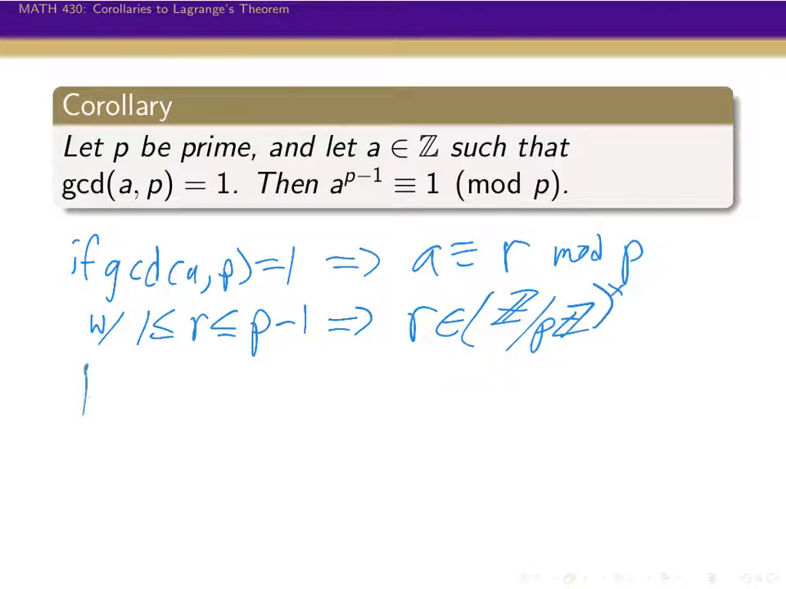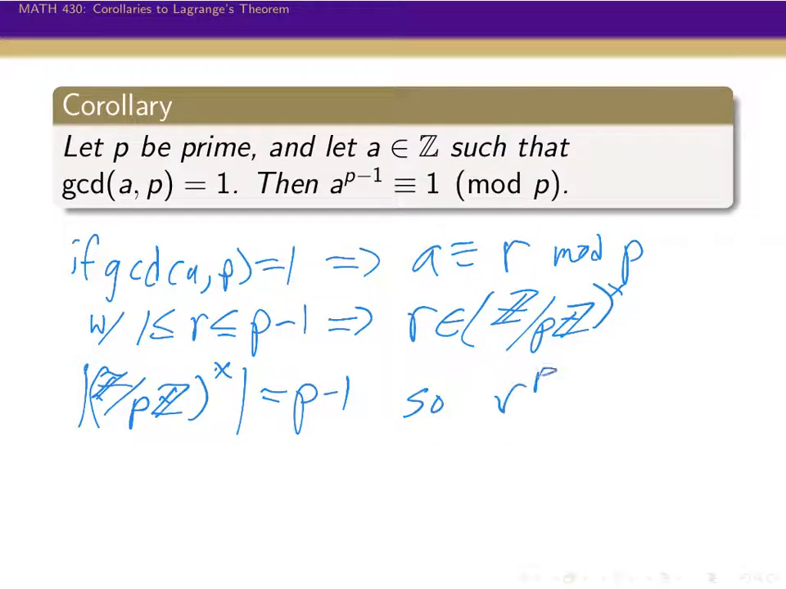and the multiplicative group mod P, its order is P minus 1. So R to the P minus 1 is going to equal the identity in Z mod PZ, but the identity in Z mod PZ is 1. So R to the P minus 1 is going to be congruent to 1 mod P, because that's the identity in Z mod PZ star.